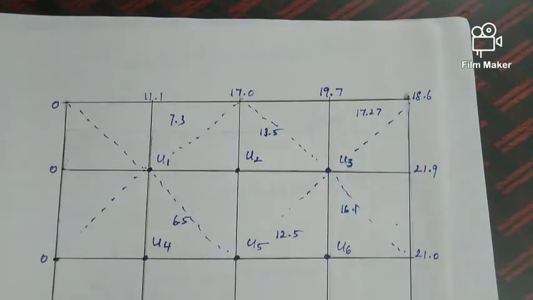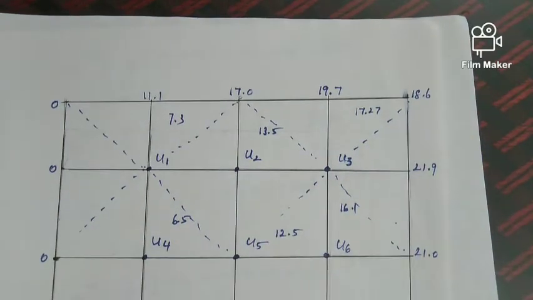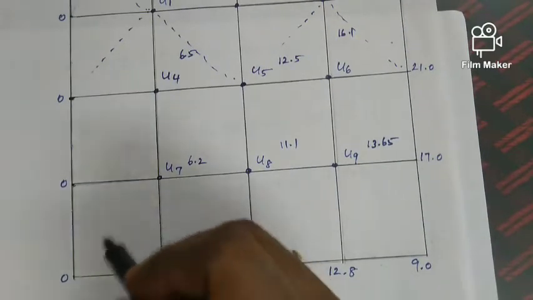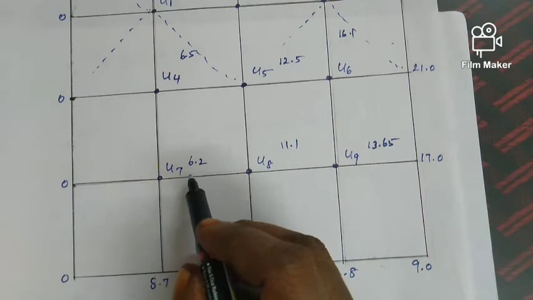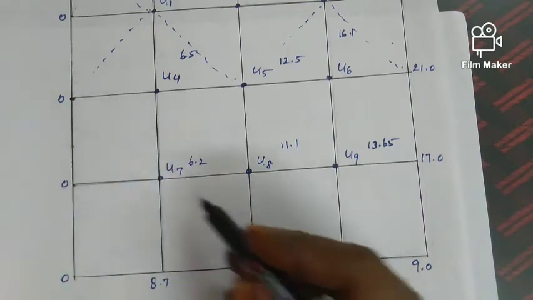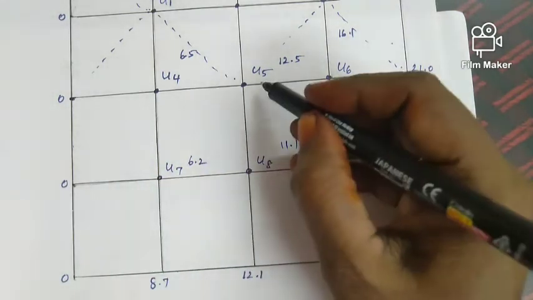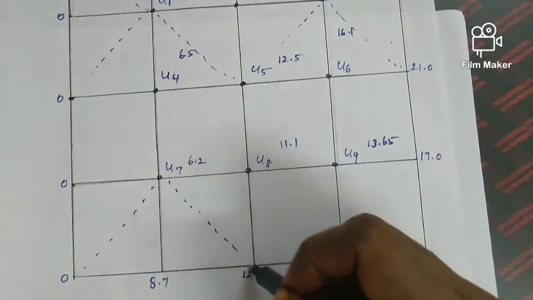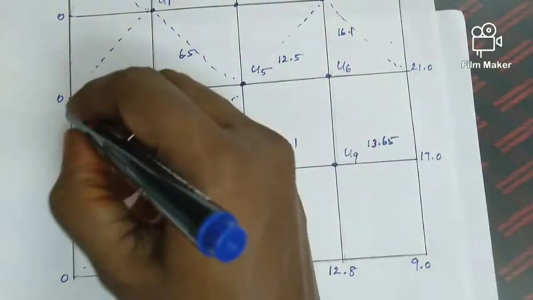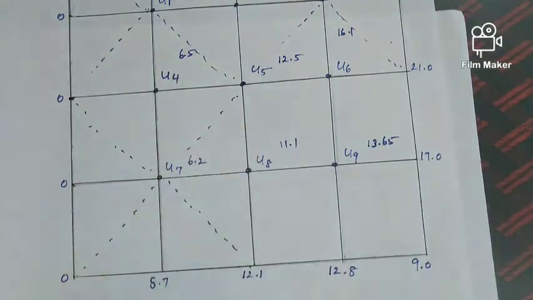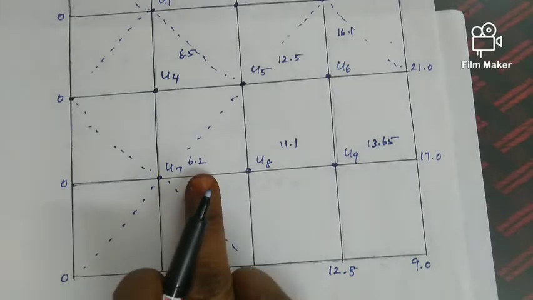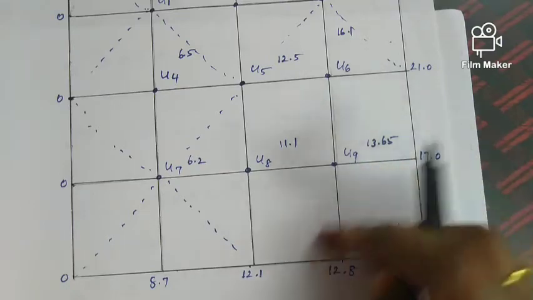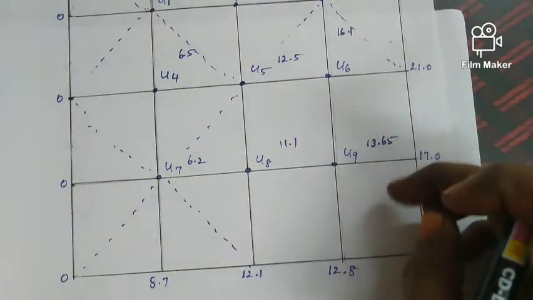After that, u7. For u7 also you can use the diagonal points. The u7 value is 6.2. How are we doing this? For u7 also we are using the diagonal 5-point formula, with 0 and then 12.1. Here it is 0 and 12.5. It's not necessary to make the dotted lines; I am making them just to help you understand. So you can get the value of u7. Likewise, you can get the value of u9. The u9 value is 13.65. For this also we are using the diagonal 5-point formula.